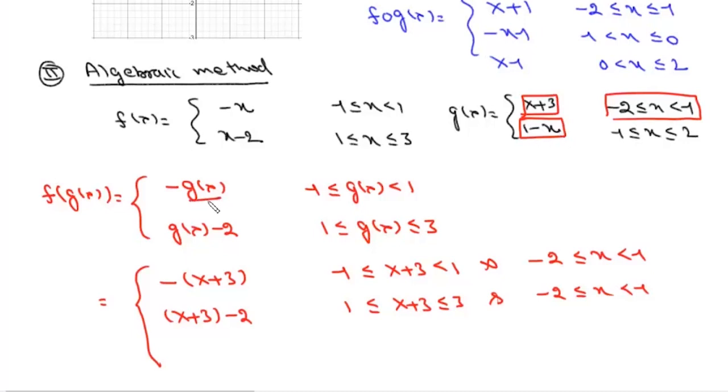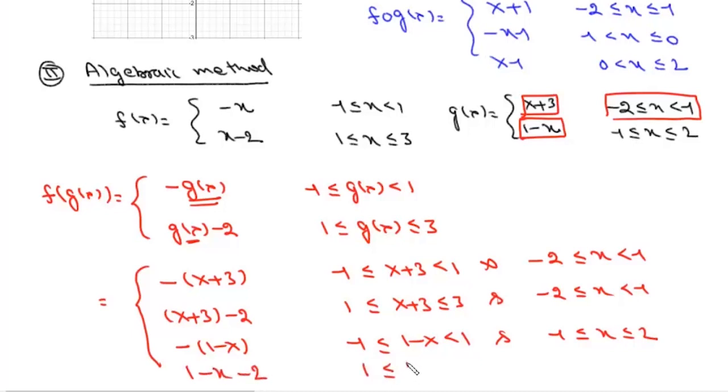Now the next definition is 1 minus x. We'll put 1 minus x in the first one. So it will be minus (1 minus x), when 1 minus x is less than 1, and here the condition is that the value of x must lie between -1 and 2. Then this definition will go into the second part. So it will be 1 minus x minus 2 when 1 is less than 1 minus x is less than or equal to 3, and -1 is less than x is less than or equal to 2.